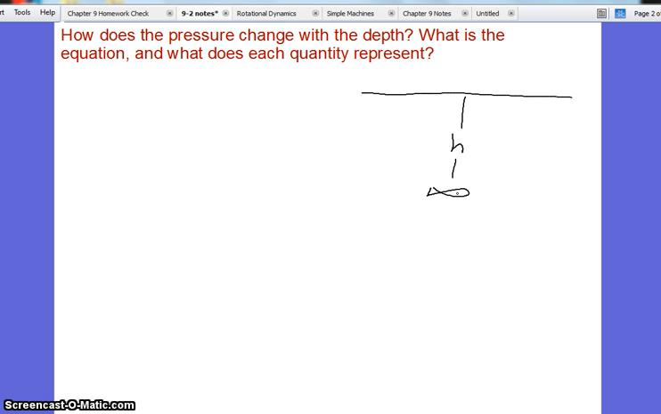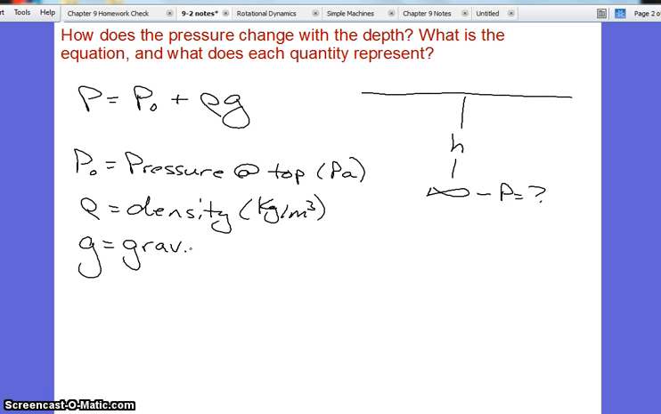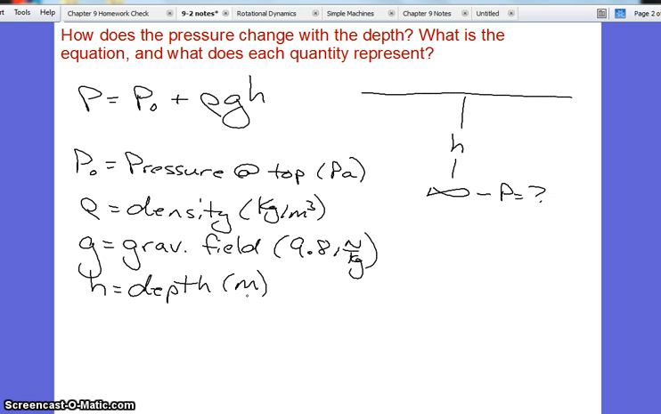So let's say we have a fish at a certain depth. How do we calculate the pressure at this object, at this fish? The pressure at the fish is equal to the pressure at the top, in other words, at zero depth. So P sub 0 is pressure at the top, at zero depth, measured in pascals, plus the density of the fluid. So rho is the density of the fluid that we're in, and that's measured in kilograms per cubic meter, times the gravitational field, which is still 9.81 newtons per kilogram, times that depth. So H is your depth or your height, and that's measured in meters.